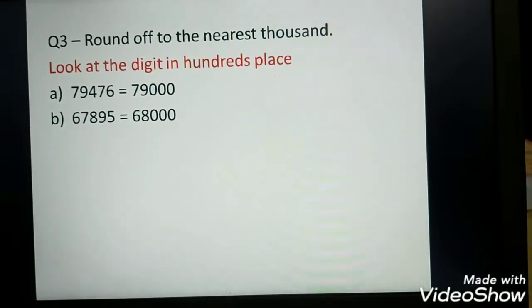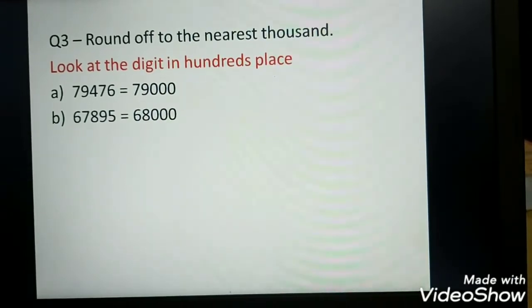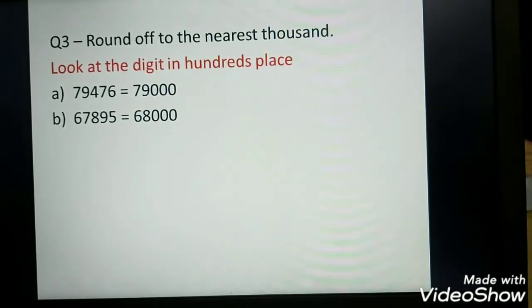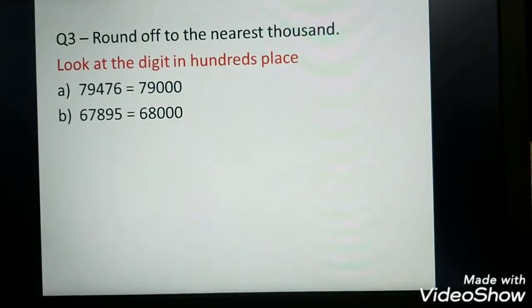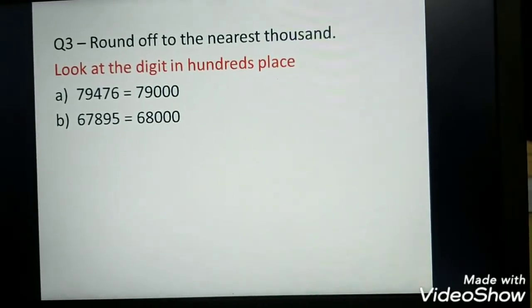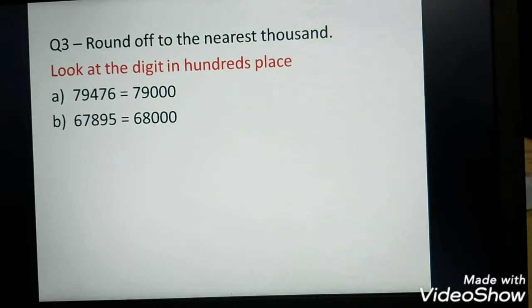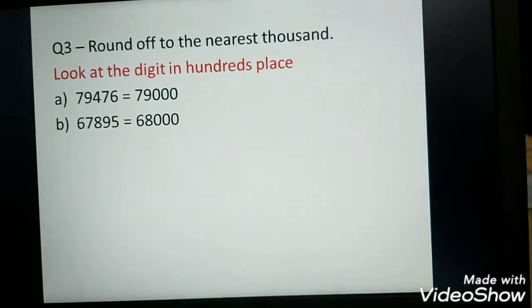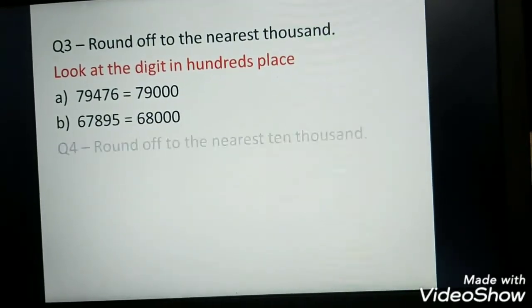Now the next part is 67,895. Now again, look at the digit in hundreds place, it is 8, greater than 5. So you will increase 7 by 1 and you will replace 895 by 0. So the required answer is 68,000.